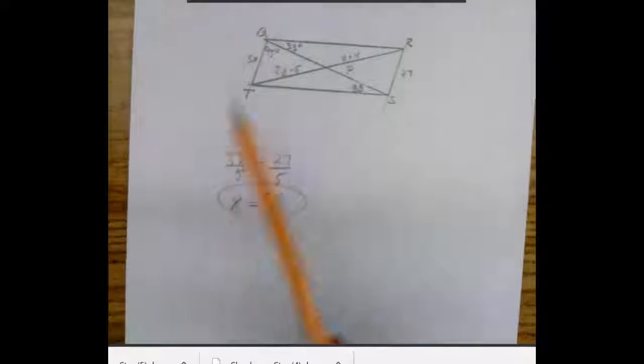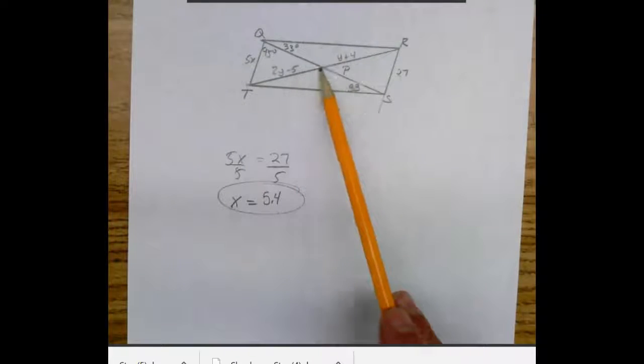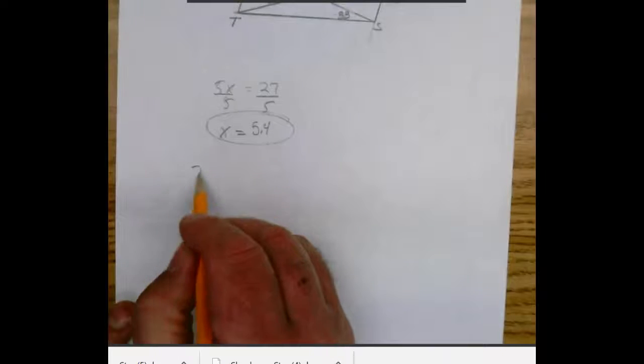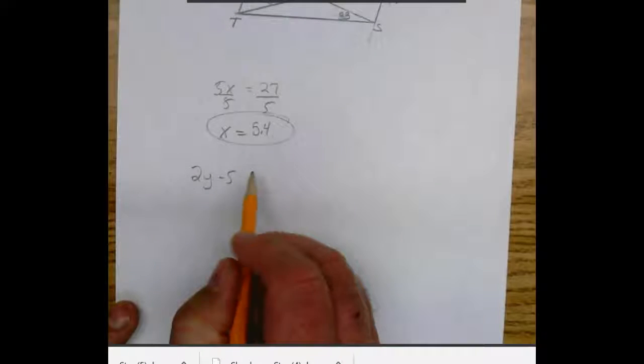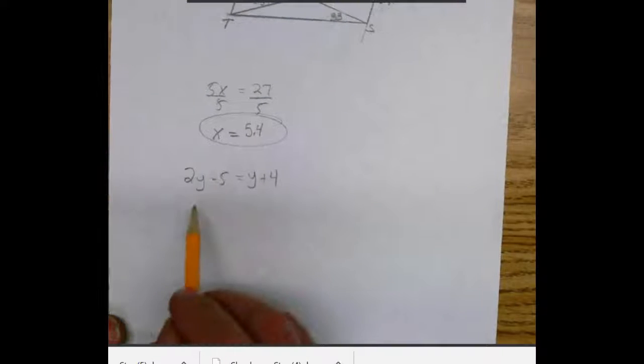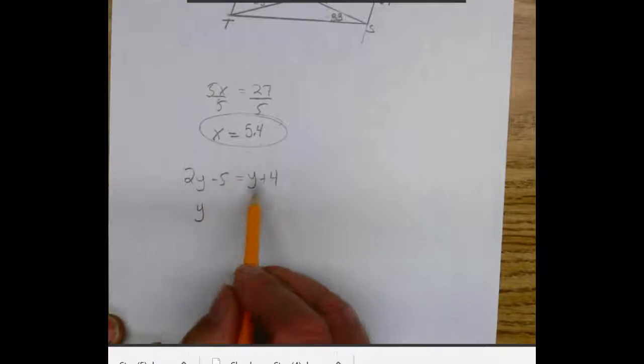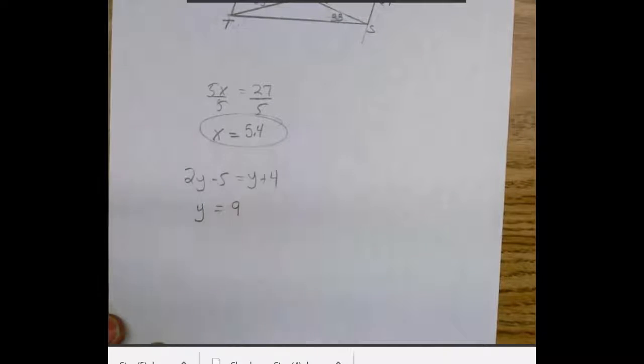And then we have 2y minus 5 is y plus 4. So these are bisectors, so they should be equal to each other as well. 2y minus 5 equals y plus 4. And then we do the math. So this will be minus 1y. That'll give us y, and we'll add 5 to this side. So y is 9. Okay.